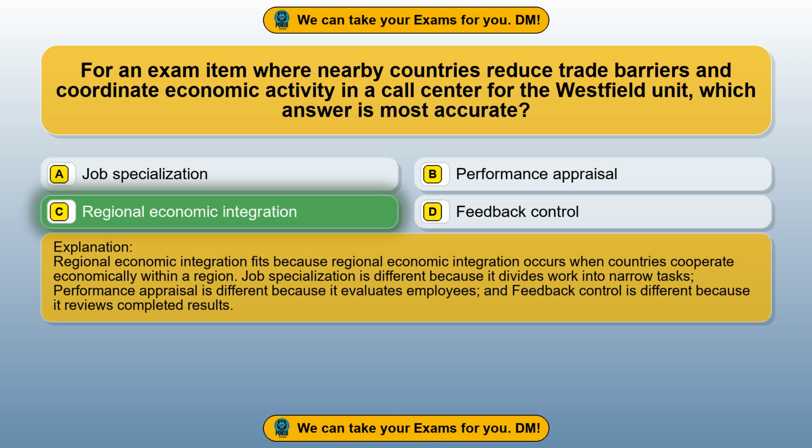Regional economic integration fits because regional economic integration occurs when countries cooperate economically within a region. Job specialization is different because it divides work into narrow tasks, performance appraisal is different because it evaluates employees, and feedback control is different because it reviews completed results.